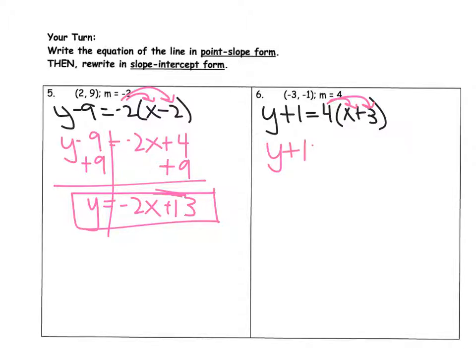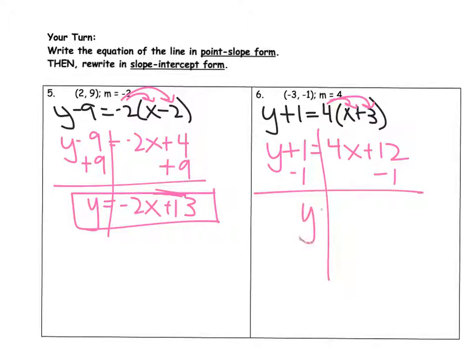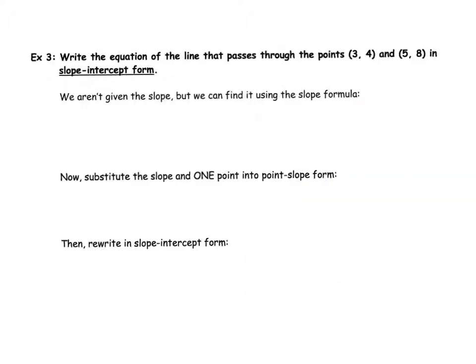my parentheses. I get y plus 1 is equal to 4x plus 12. Subtract 1 on both sides. You get y is equal to 4x plus 11. And that's my final answer.